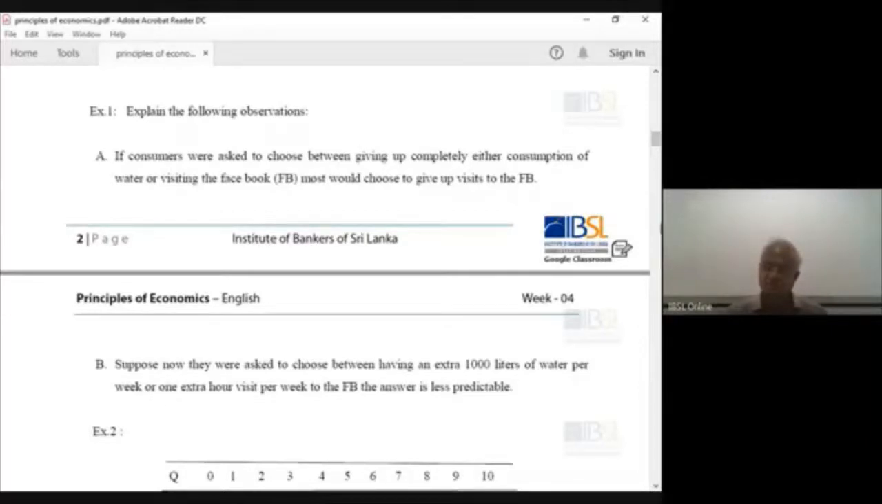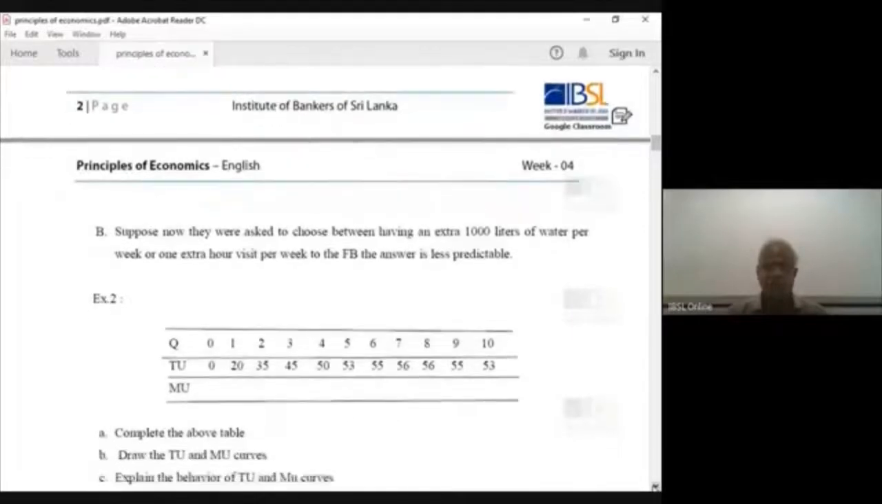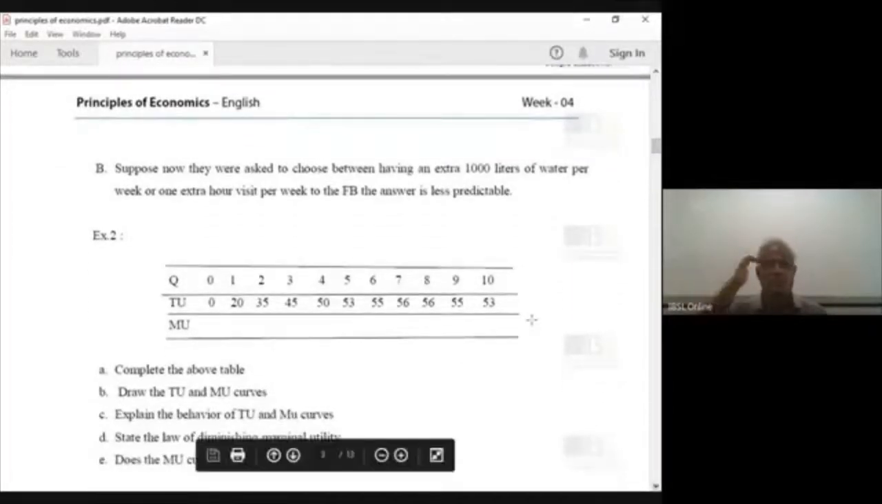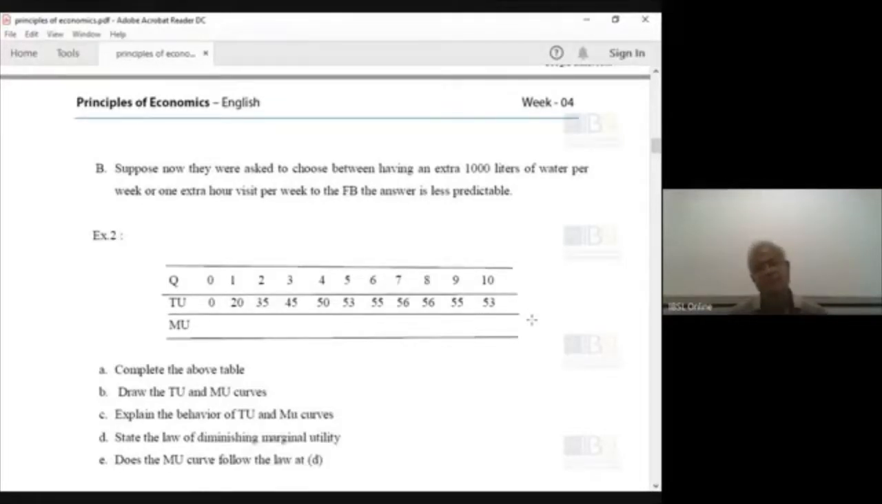Second, the example. Now here I have a problem, on how to work out these problems. Calculate marginal utility. Let's say the quantity is Q, oranges: first orange, second orange, up to 10 oranges. How to understand this? When he doesn't consume any orange, total utility is 0. First orange, total utility 20.